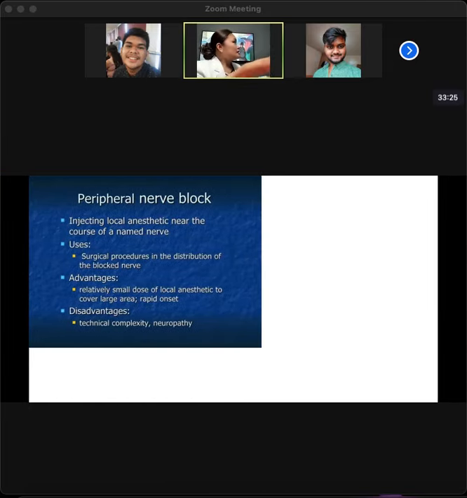So next use is peripheral nerve block. We inject local anesthetic near the course of a named nerve. Now, what are the nerves that can be blocked? We have the brachial plexus, the radial nerve, the ulnar nerve, every nerve that you can block.